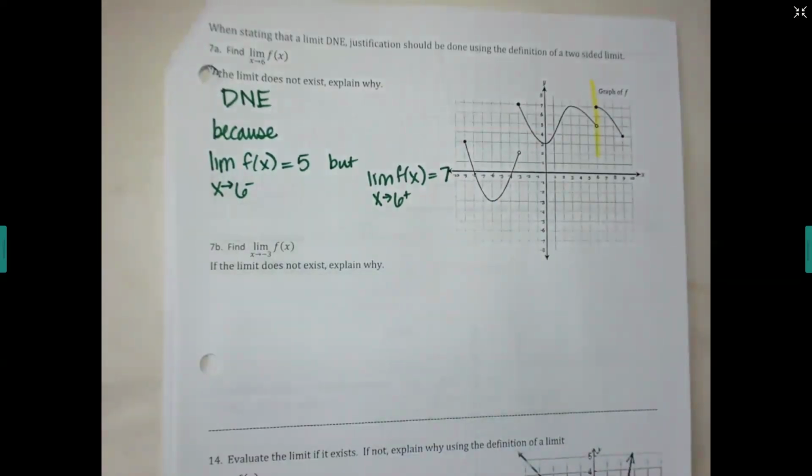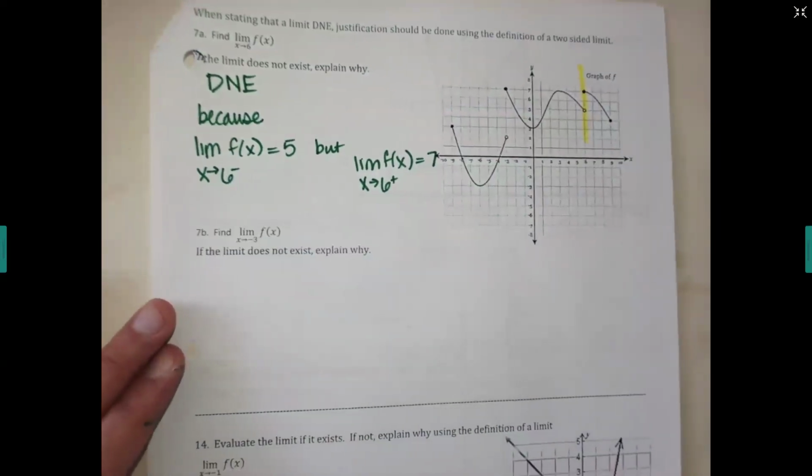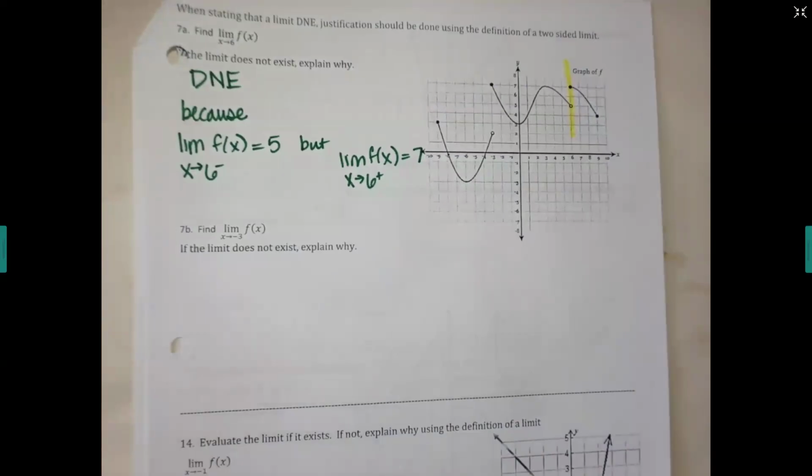Now, if you were giving an answer like the limit is, let's say 5, you wouldn't have to do this, because it says if it doesn't exist, explain why. So try the next two on this page. You're only explaining if it doesn't exist.